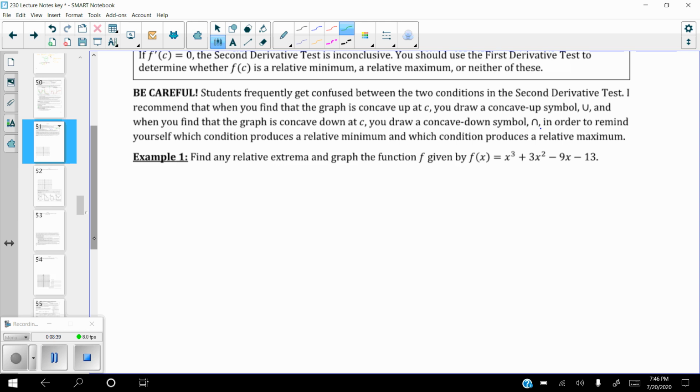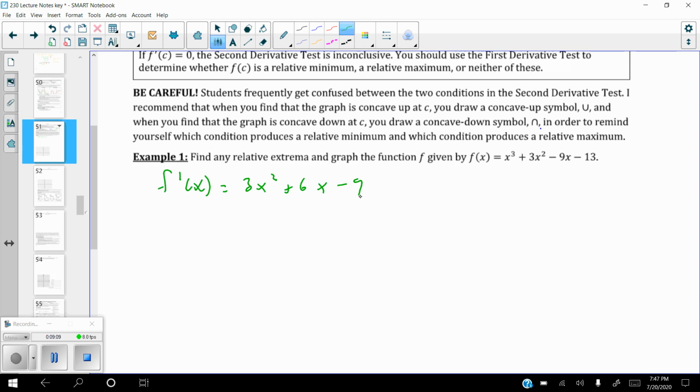Okay, so first of all, in example 1, let's find any extrema and graph the function that's given. So to find extrema, using specifically the second derivative test, we're going to have to take the first derivative first. This will tell us increasing and decreasing. So the first derivative is going to be 3x^2 + 6x - 9. Okay, that's your first derivative.